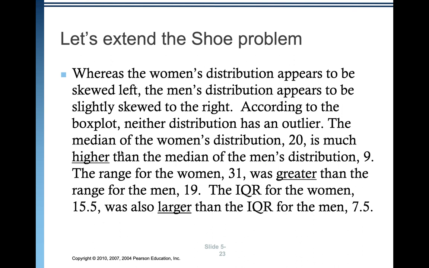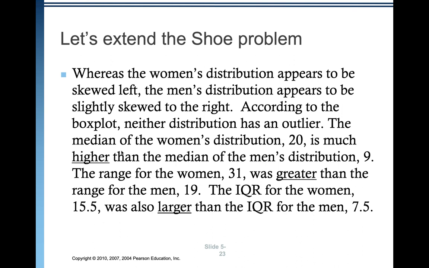All right, so when we compare, we want to give our observations with direction. Something's greater than something else, something's less than something else. And we want to back it up with numerical proof, or numerical evidence, whenever we can. Whereas the women's distribution appears to be skewed left, the men's distribution appears to be slightly skewed to the right. According to the box plot, neither distribution has an outlier.